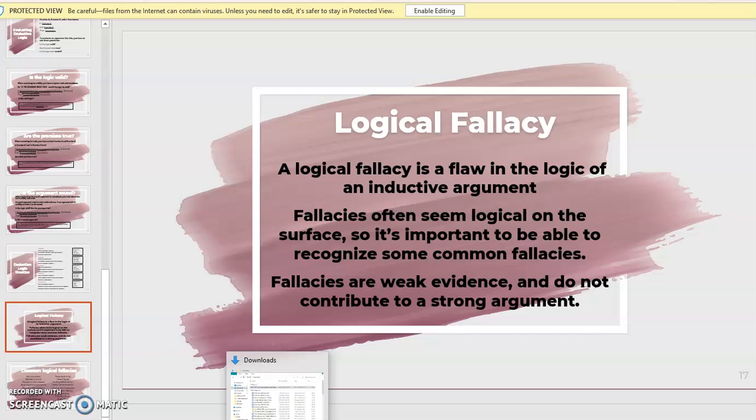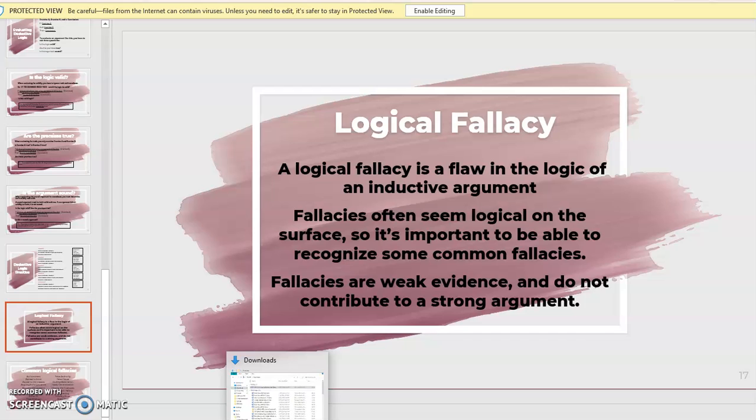A logical fallacy is essentially a piece of evidence or a piece of logic that's being used to support an argument that's not really supportive or not really very strong. It's a flaw in the argument, something that is false, right? That's where fallacy comes from, the word false. A fallacy often seems logical at first, but when you really examine it more closely, it tends to fall apart.